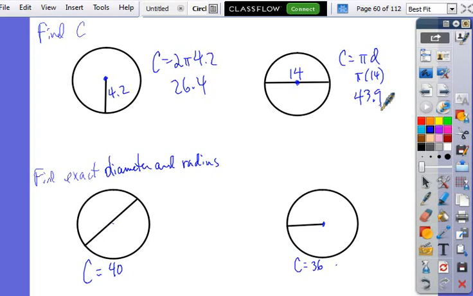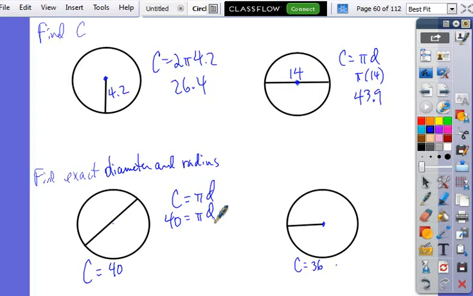All right. These are a little bit different than what we did yesterday. Yesterday it gave me the radius or diameter and says find the circumference. This time it's giving me the circumference and saying find the exact diameter and radius. So I'm going to start with the formula. Pi times d. Well, it's telling me what c is. So I put that in the c spot.